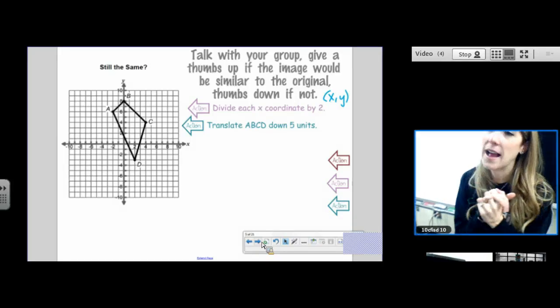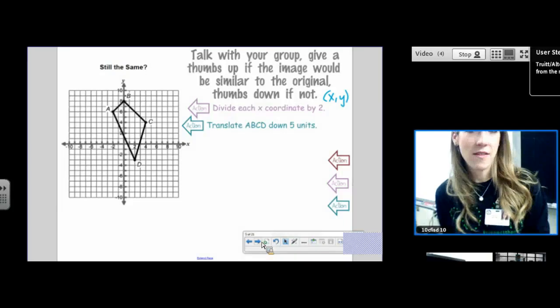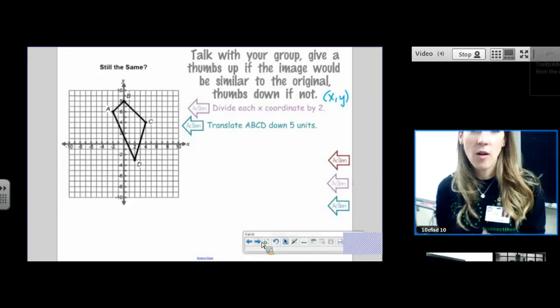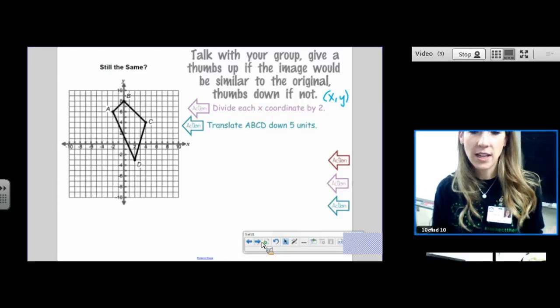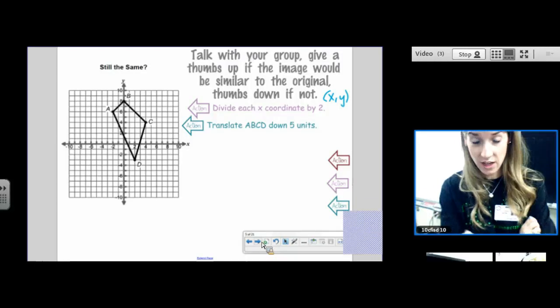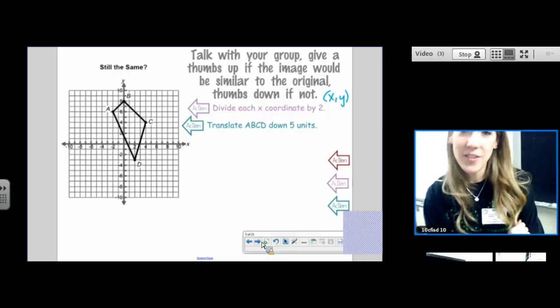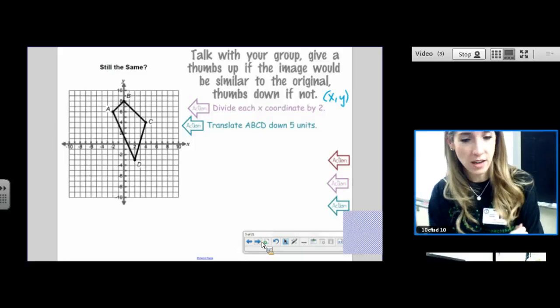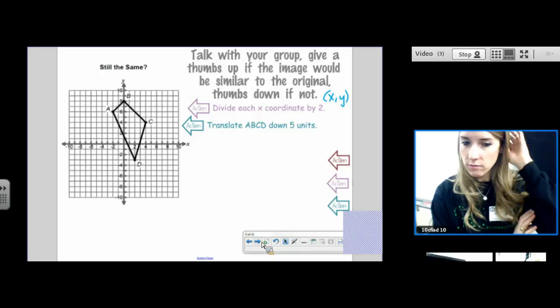So remembering from last unit, translate means slide. All I'm going to do is slide my figure. Now, what kind of figure am I going to get? What's going to be the relationship of what I get? Congruent. Very good. Now, here's a big question. Are congruent figures similar figures? If 2 polygons are congruent, are they also similar?